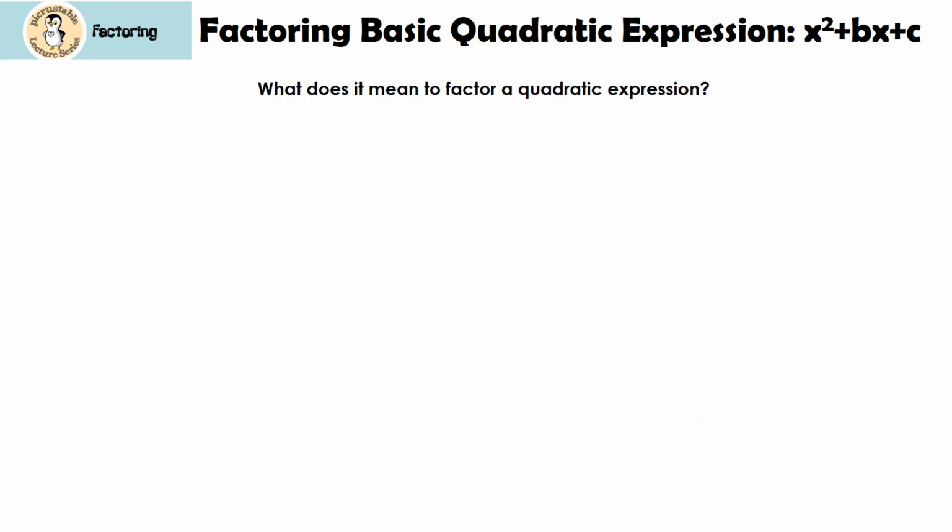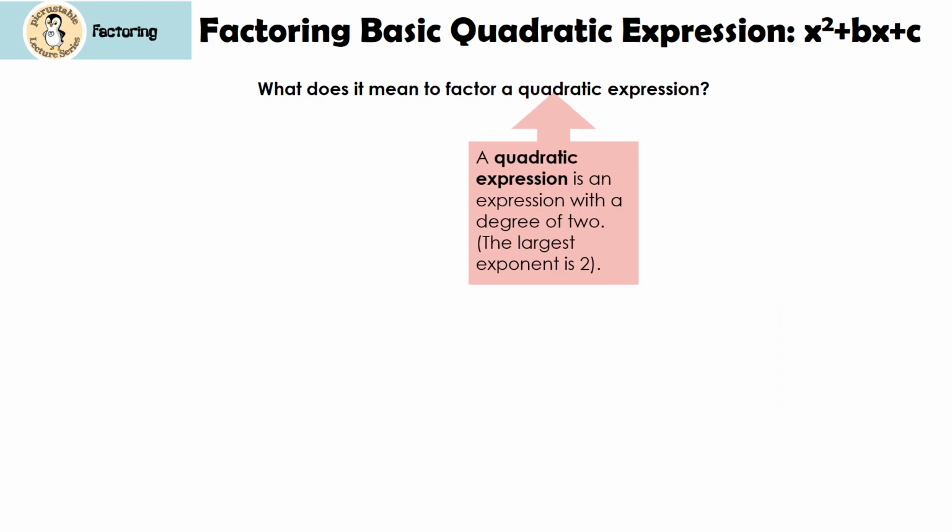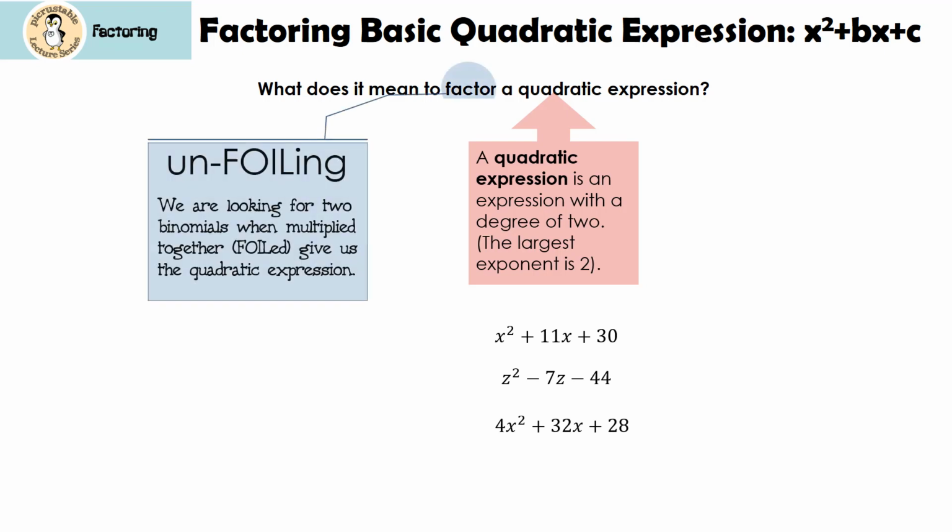What does it mean to factor a quadratic expression? Well, first of all, a quadratic expression is an expression with a degree of 2. That means the largest exponent is 2. Here are some examples. Factor. In this case, factor means unfoiling. We are looking for two binomials that, when multiplied together, meaning when we FOIL them, give us the quadratic expression. And here's some examples. So basically what we're doing is we're unfoiling.